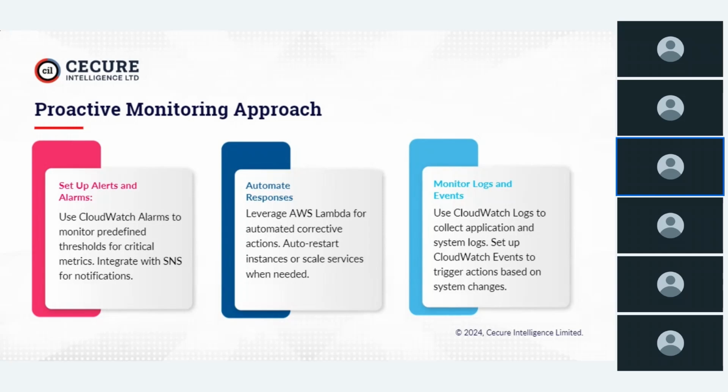All right, so we're going to look at proactive monitoring approaches, right? So the first is set up alarms and alerts, right? So if you want to monitor your resources, a basic requirement is to set up alarms and alerts. So on AWS, the service that can help us to do this is CloudWatch Alarms, and you can use it to monitor predefined thresholds for critical metrics, and then you integrate this with SNS for notification. So this is what we are going to be doing during the demo.